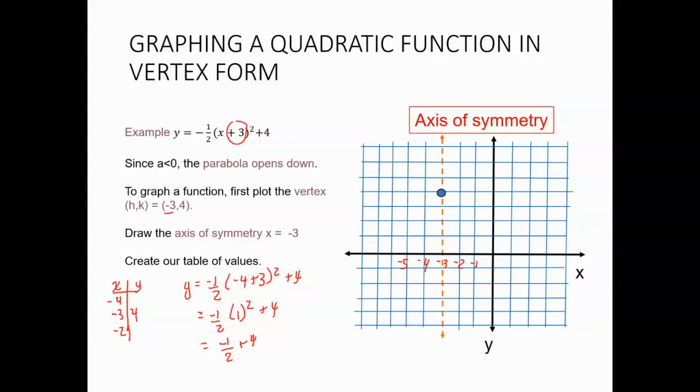So we have negative 1/2 plus 4. If you did this in your calculator, 4 take away a half is going to give you 3.5. I like to keep this as decimals just because it's kind of easier to think of decimals in our head. So I get a 3.5.